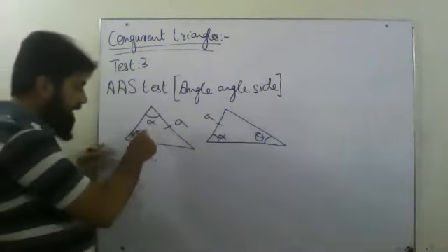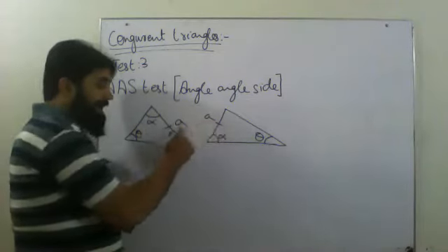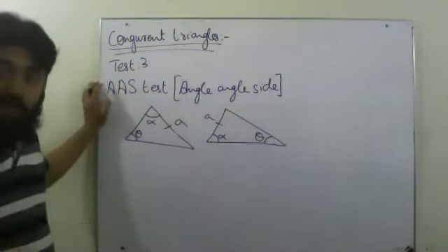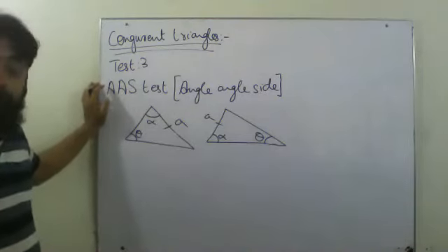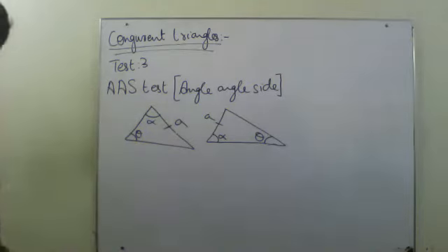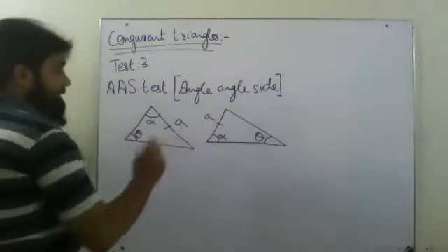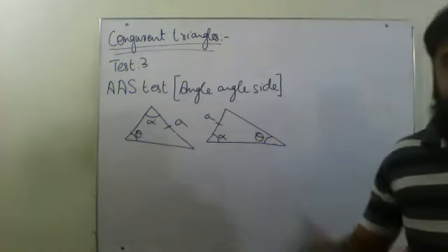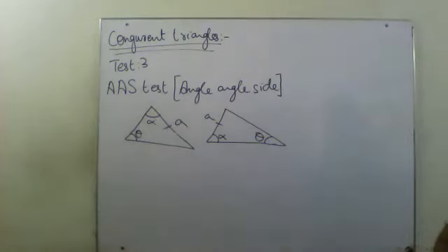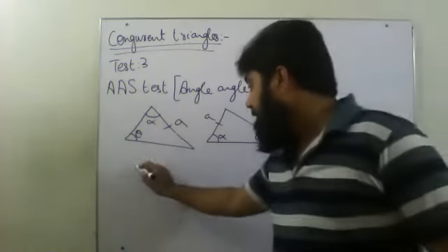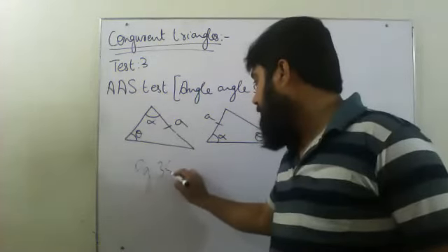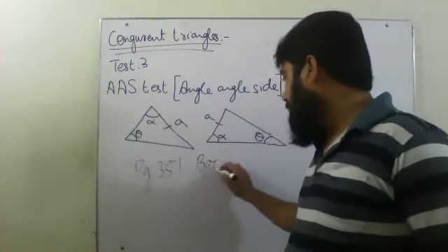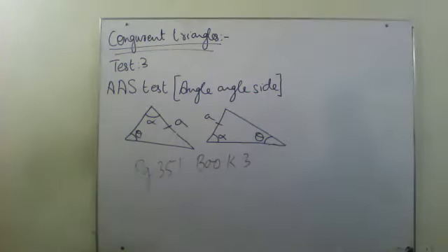So, two angles and any one side. It is not necessary that it should be the inclusive one. No, it is not necessary. Then it means that both my triangles are congruent figures. They are the same. They are congruent figures. And the statement is written on page number 351, book 3.